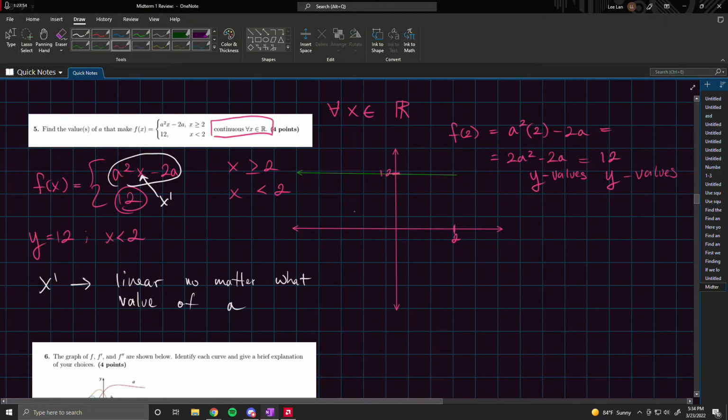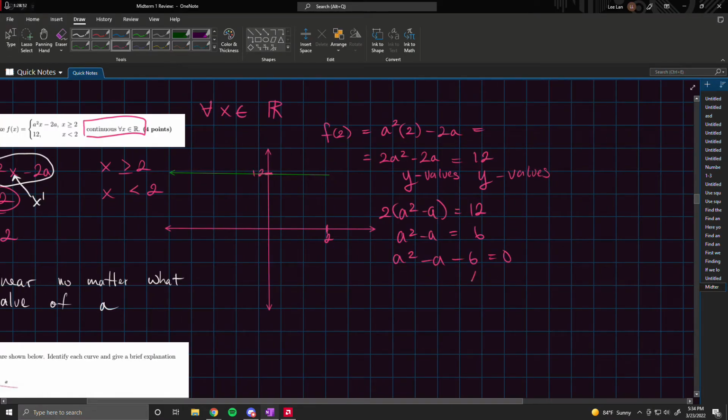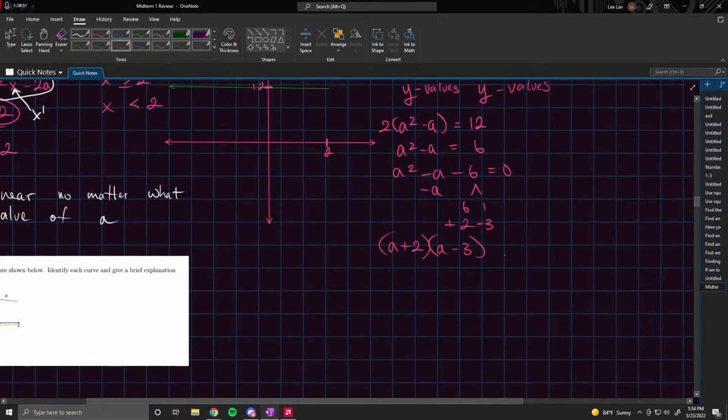So anyway, I can factor out a 2, and then divide by 2, so you get 6. This is a quadratic equation, so I'll move everything to one side and set it equal to 0. I can factor: 6 has factors of 6 and 1, 2 and 3. Since this is negative a, it's probably negative 3, positive 2. So a plus 2, a minus 3, equal to 0.